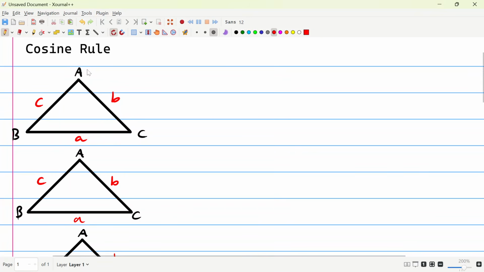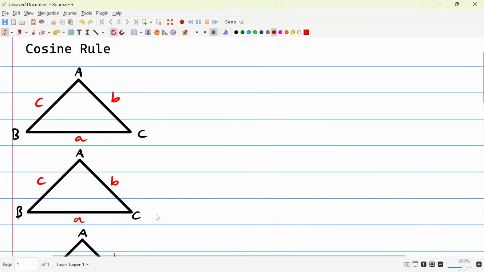There are actually two instances where the cosine rule is used. You would use the cosine rule whenever you're given all the sides, and you have to use it to solve for something. Or you could use it when you have two sides and you're also given an angle. You'll see from the examples how it's applied. But let's get into the formula immediately.